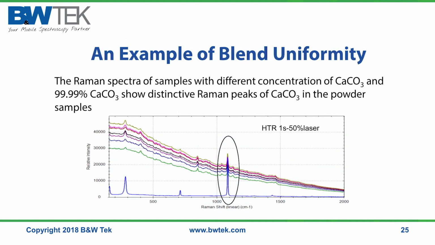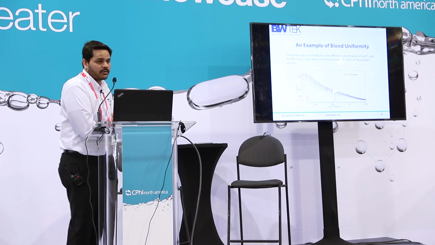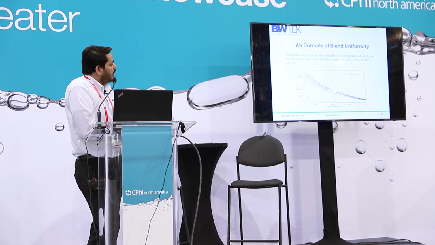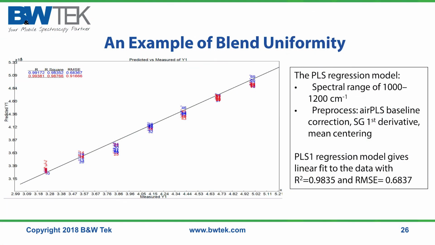We took Raman spectra. In blue at the bottom you can see a pure 99.99% calcium carbonate spectrum, and you can see some of those peaks overlapping in the blend itself. This is the exploratory work that you would do to see which peaks are coming from my key active ingredient or excipient material of interest. And then you would build a method in BWIQ, a PLS regression model.